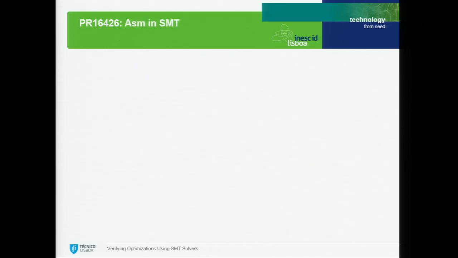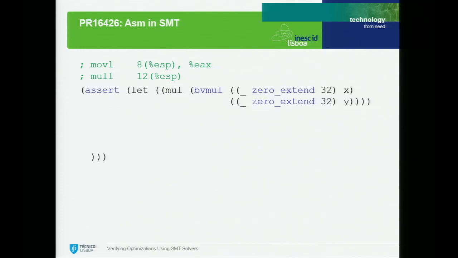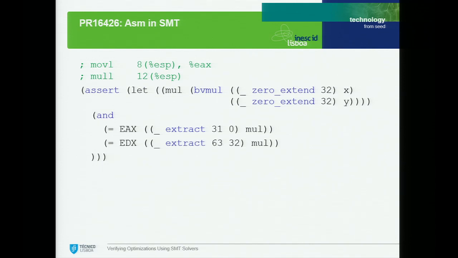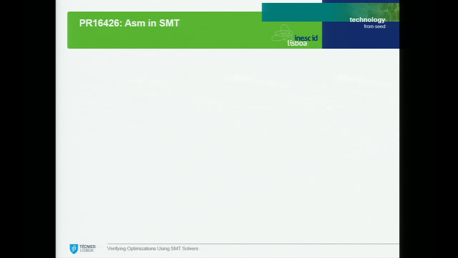Okay. So the first instruction is this mul. So this is multiplying x by y. And the semantics of x86 multiplication is that we zero-extend to 64 bits. Okay. And we do the multiplication in 64 bits. And then EAX takes the less significant bits, so we do the extract. The extract counts from right to left, so it's 0 to 31. And the EDX takes the most significant bits, okay? And that's the encoding for the multiplication.